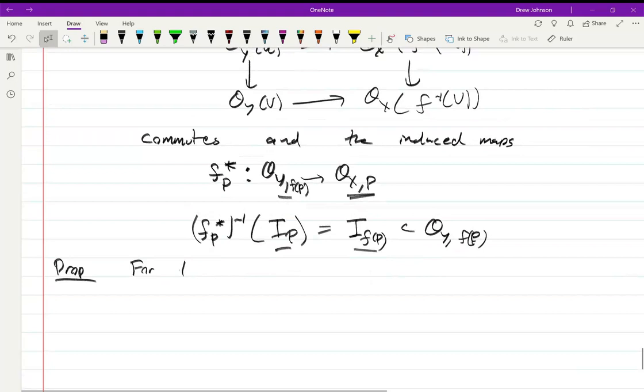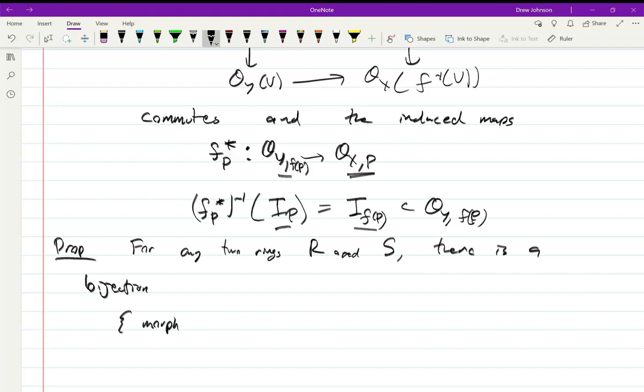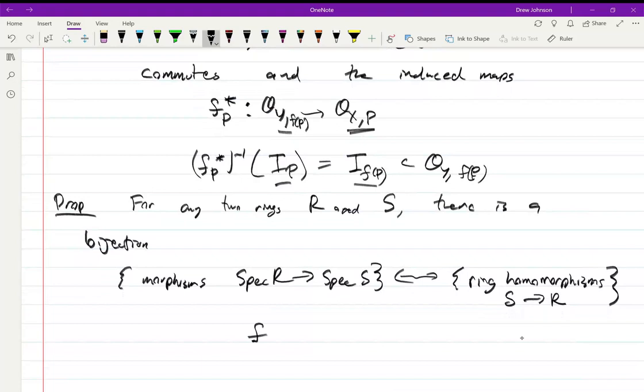All right, so here's a proposition. For any two rings R and S, there is a bijection between morphisms from Spec R to Spec S and ring homomorphisms going the other way, from S to R. Where you can write this bijection going one way is easy: from f goes to f pullback.